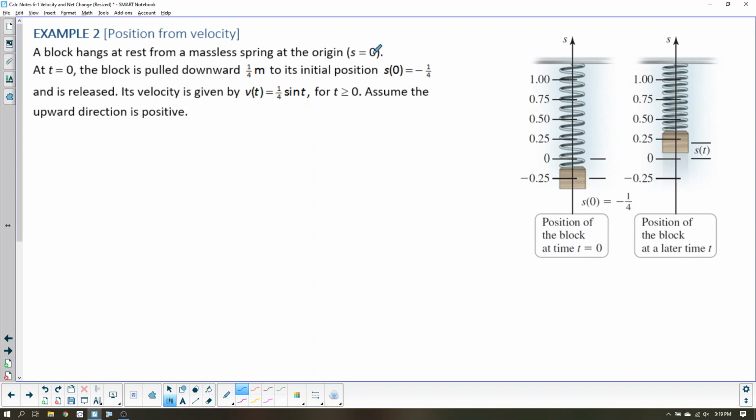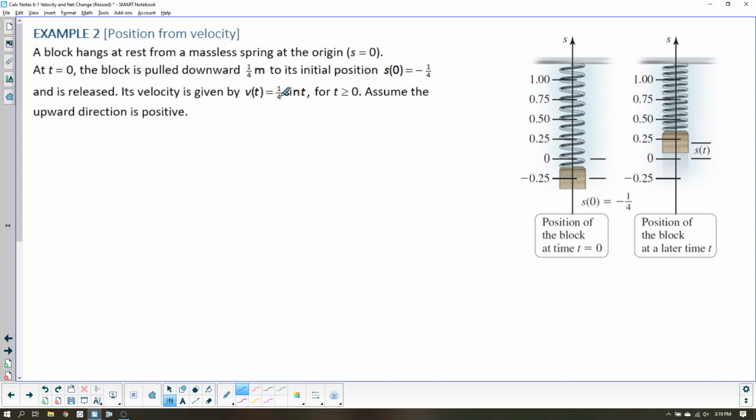Sorry, it does not actually start at the origin. I said that wrong. They're saying that the origin is the 0 position, but the starting position is actually 1/4. And we're counting the origin as 0, so if we pull it down, we're going to say the starting position is a -1/4. It is then released.